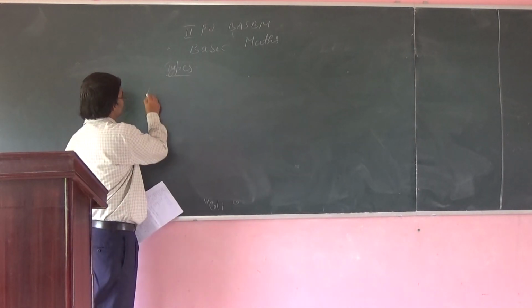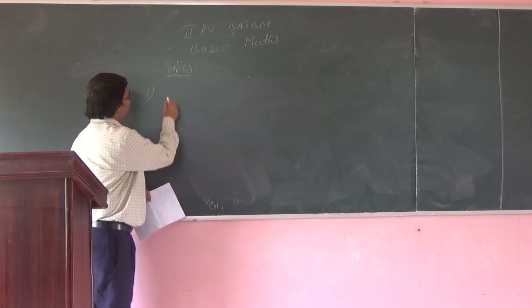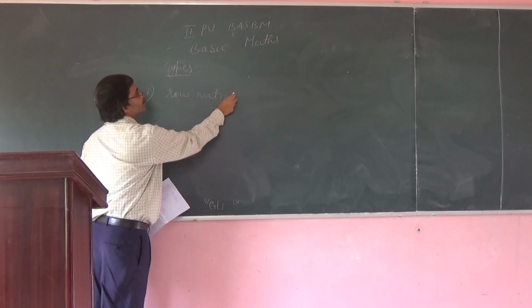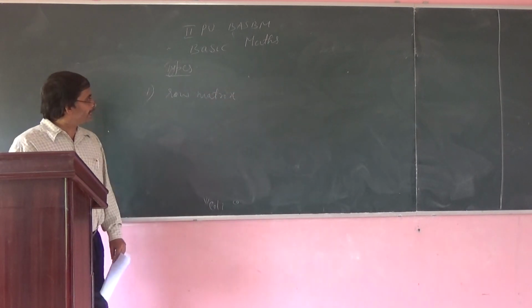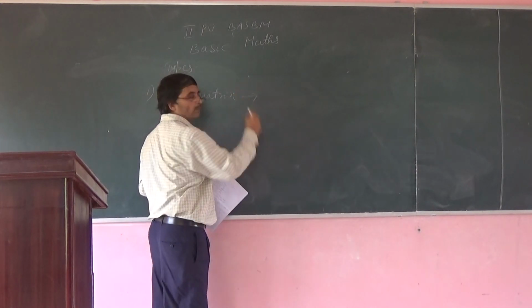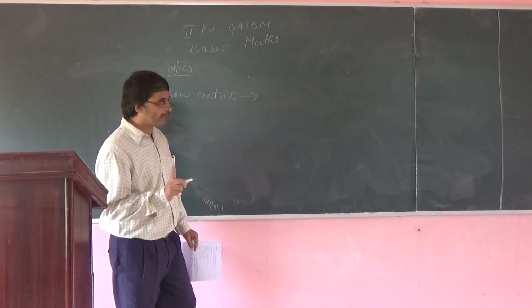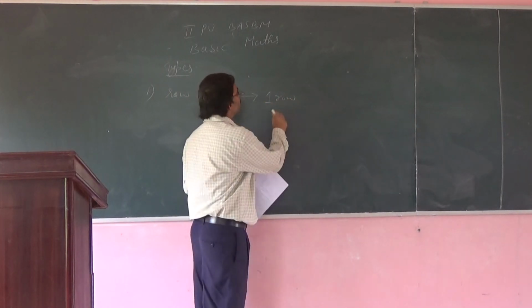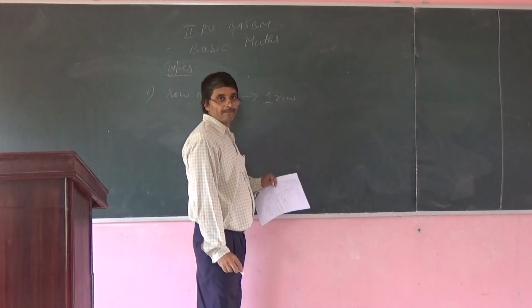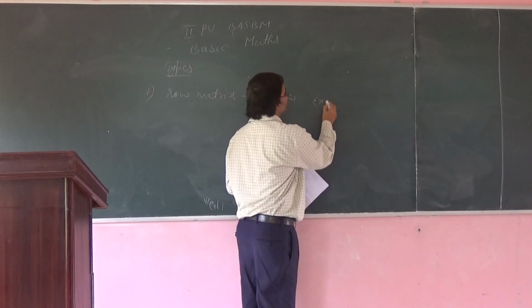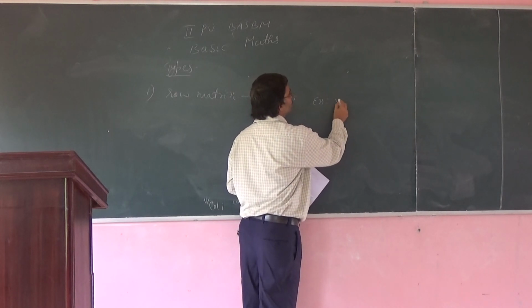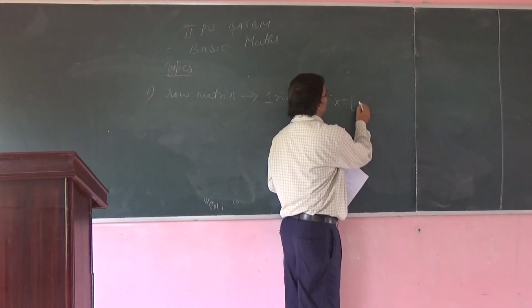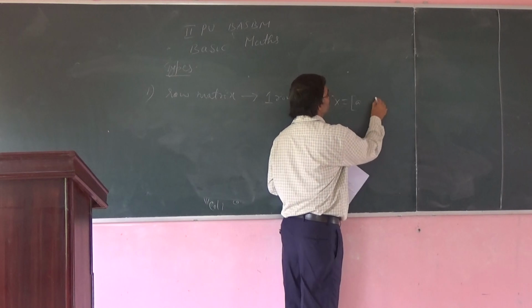First one, a row matrix. A row matrix has only one row. A matrix having only one row is called a row matrix. Example: X equal to, only one row is there, so I can write a, b, c.